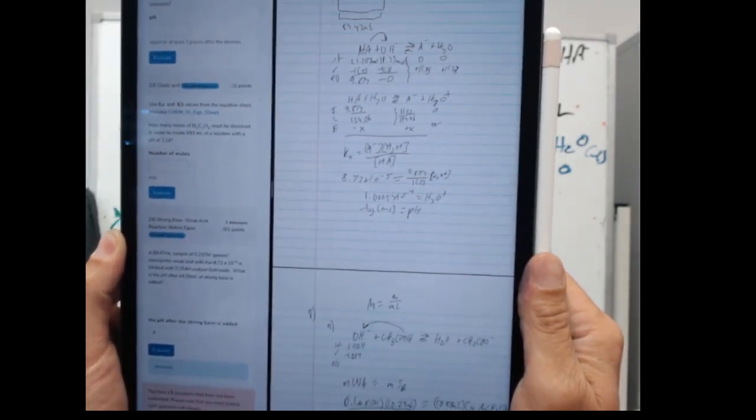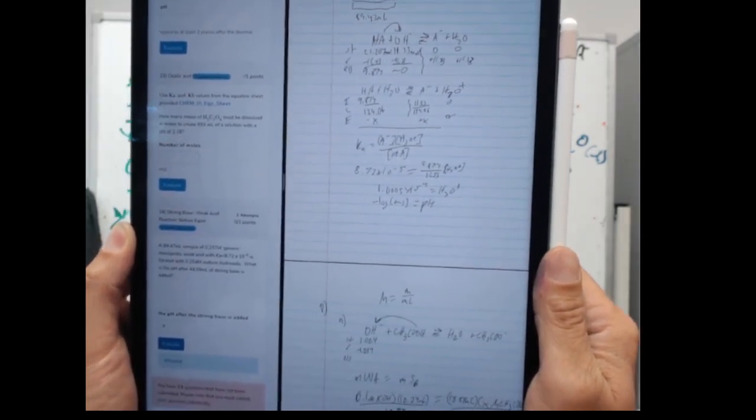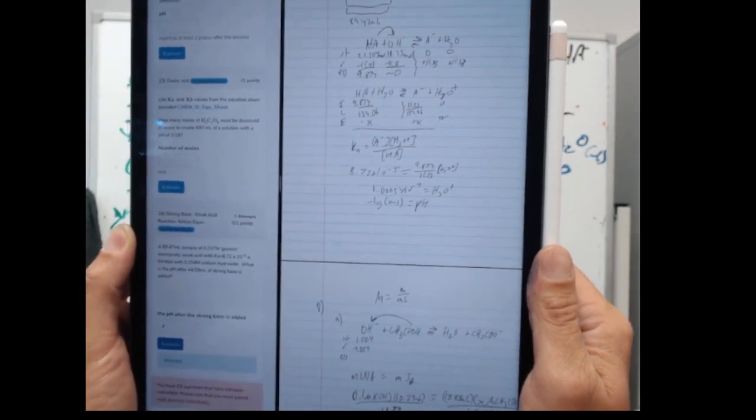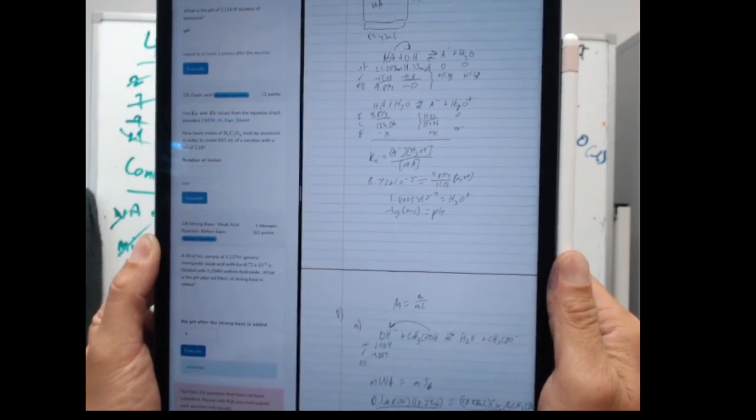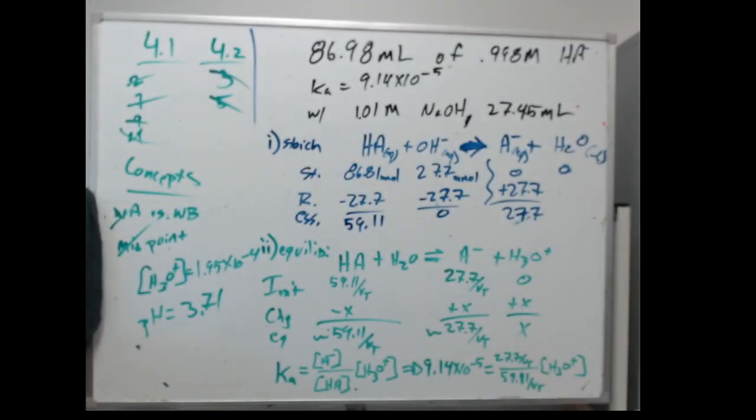Stoichiometry looks fine. Your HA, your A minus, you end up with a little bit more of that than that. You've got your total volume. This looks right. Where did it go wrong? In my calculator? No, it's definitely not my calculator. Just blame the calculator, not the person pushing the buttons.